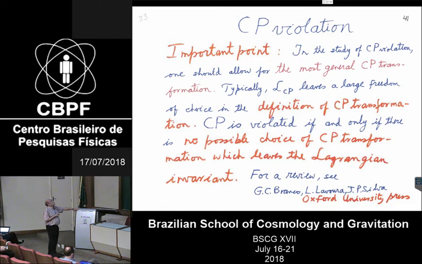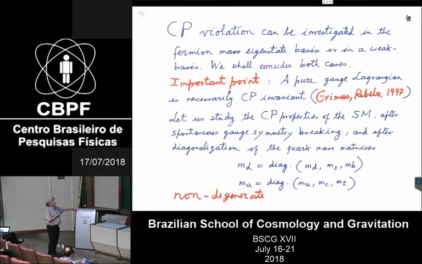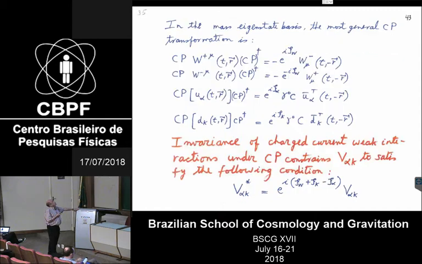Another point that I will emphasize is that in the study of CP violation, one should allow for the most general CP transformation. Typically, the part of the Lagrangian that conserves CP leaves a large freedom in the choice of definition of the CP transformation. I did the study first in the mass eigenstate basis. I already showed that if you allow for this transformation with arbitrary phases here, then CP invariance obliges V_CKM to have this characteristic. This in itself can always be trivially satisfied by choosing these phases.